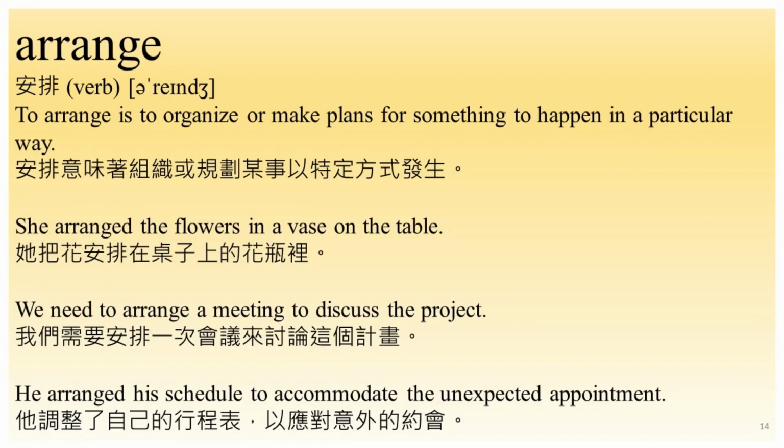Arrange. 安排 To arrange is to organize or make plans for something to happen in a particular way. She arranged the flowers in a vase on the table. We need to arrange a meeting to discuss the project. He arranged his schedule to accommodate the unexpected appointment.